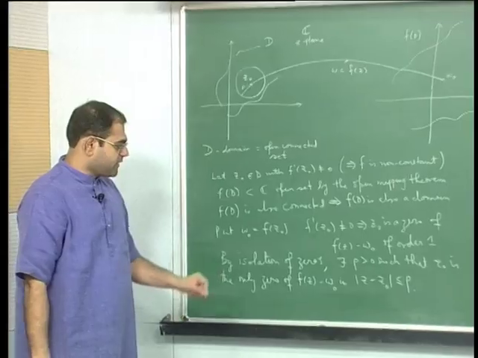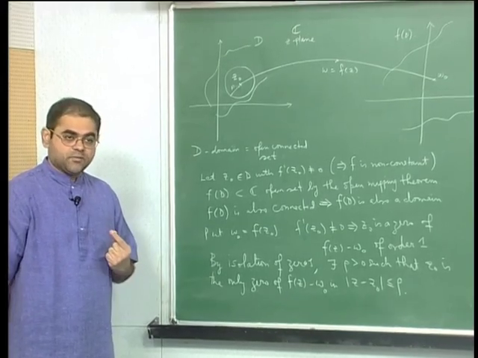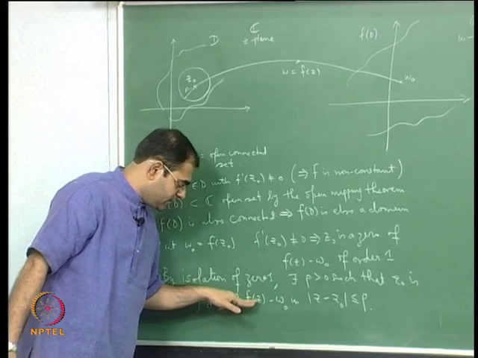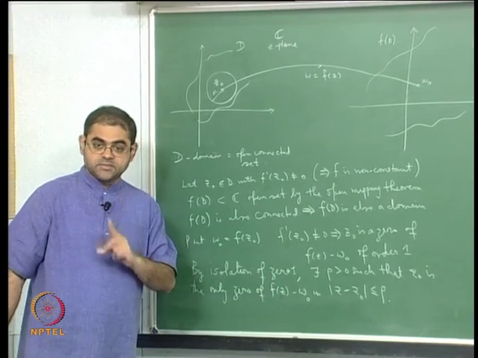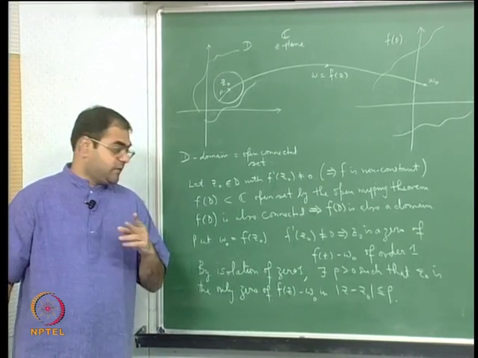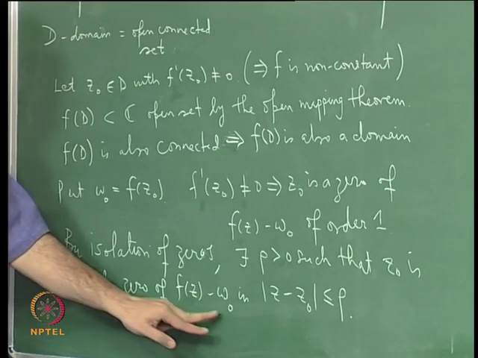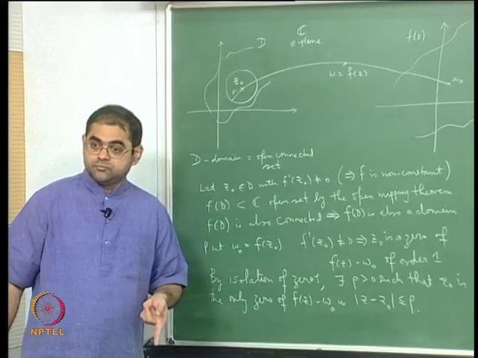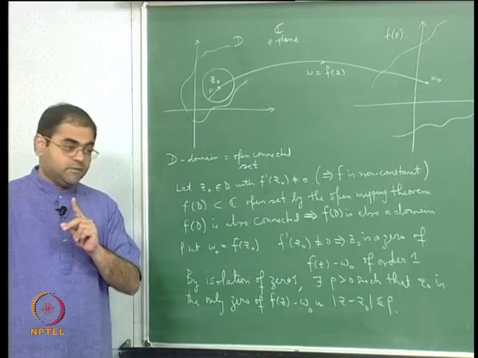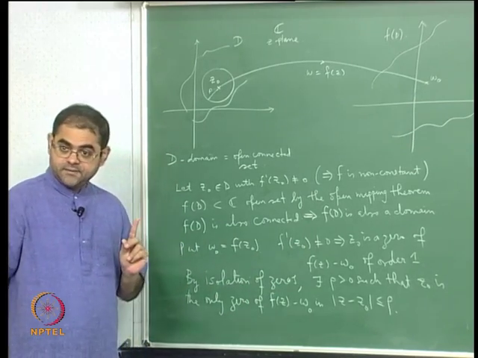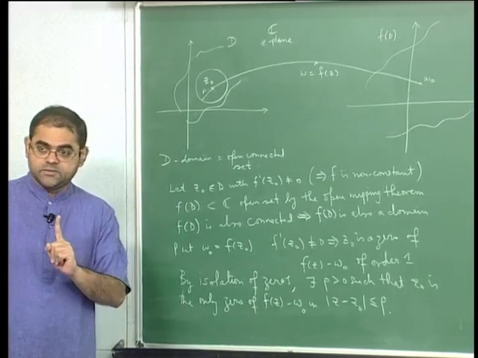In other words, the function f of z assumes the value w naught only once in that closed disk, and that is at the point z equal to z naught, the center of the disk, and the multiplicity is only 1. It assumes the value only once, because if it assumed the value twice then the order of the 0 of f of z minus w naught at z naught would become 2 and so on. But the order of the 0 is 1, so the only 0 it has is at z equal to z naught, and the multiplicity of the 0 is 1. That is what you must understand.